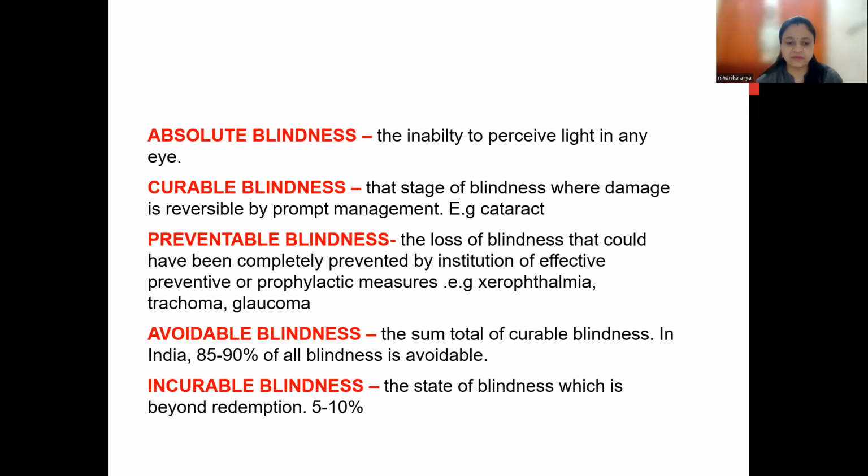Avoidable blindness is the sum total of curable and preventable blindness. In India, 85 to 90% of all blindness is avoidable. Third is incurable blindness, the state of blindness which is beyond redemption, that is 5 to 10%. Incurable blindness cannot be prevented by any measures, whether medical or surgical management. That blindness cannot be cured. So this is known as incurable blindness, which is only 5 to 10%.